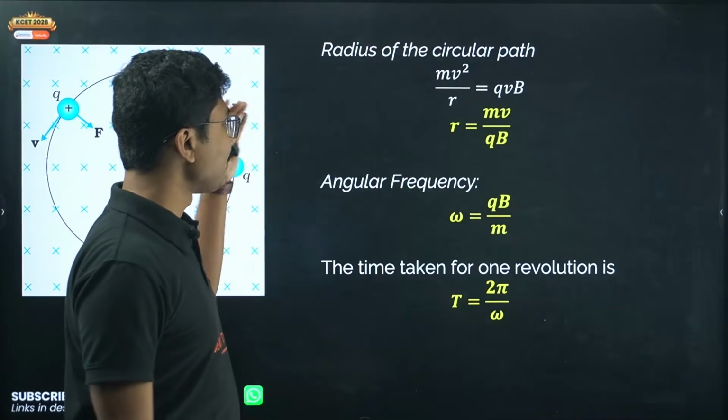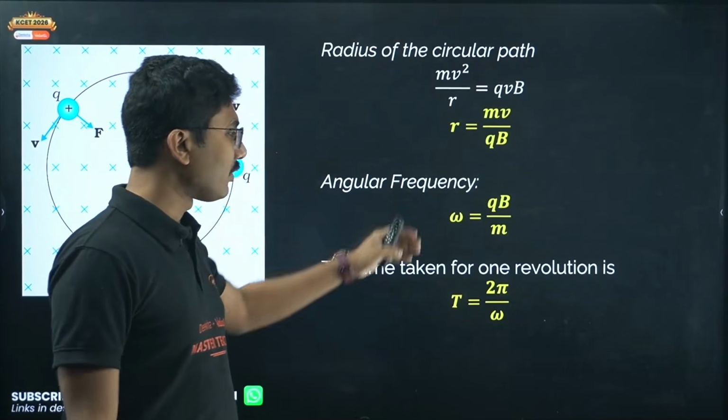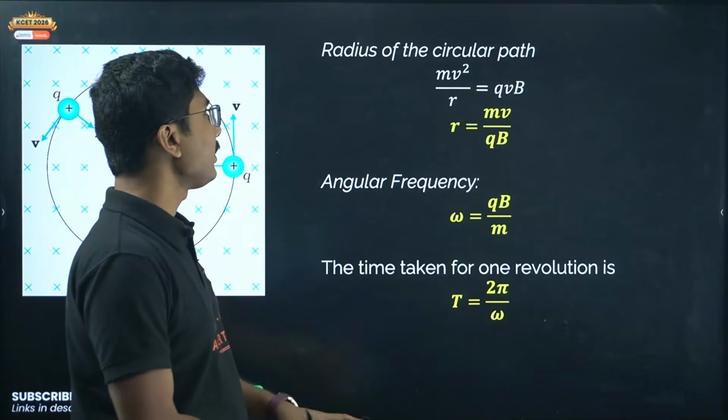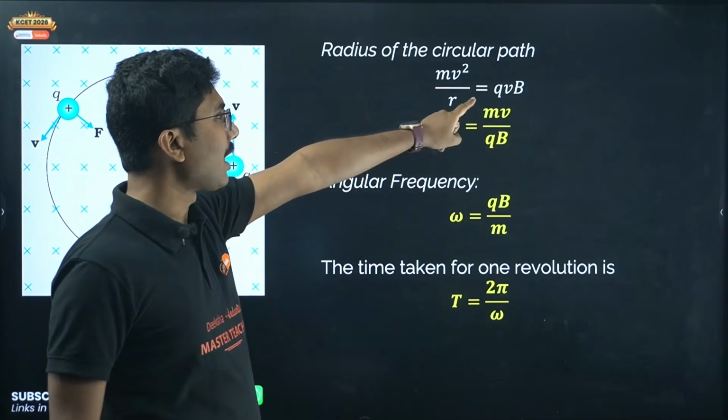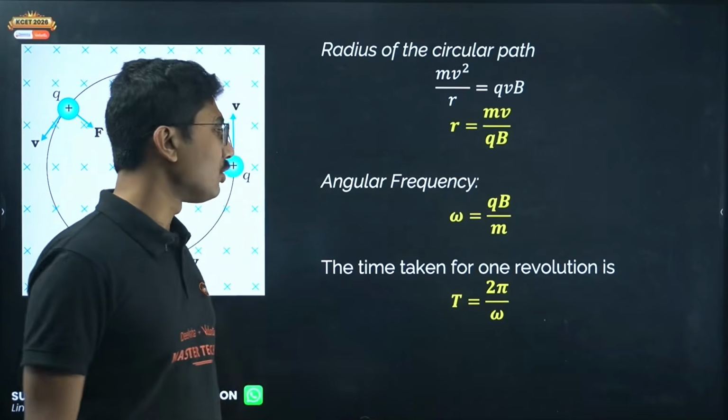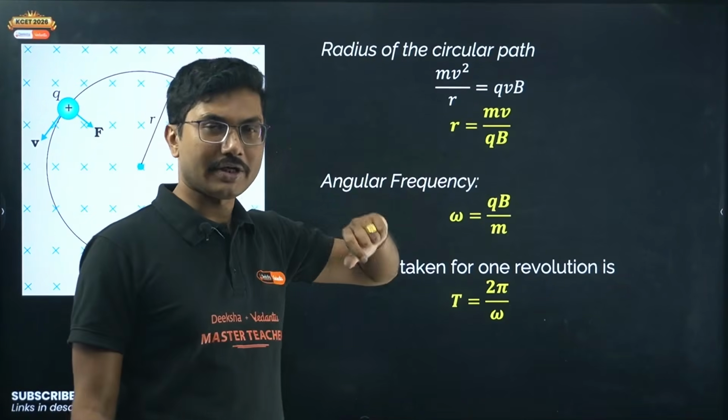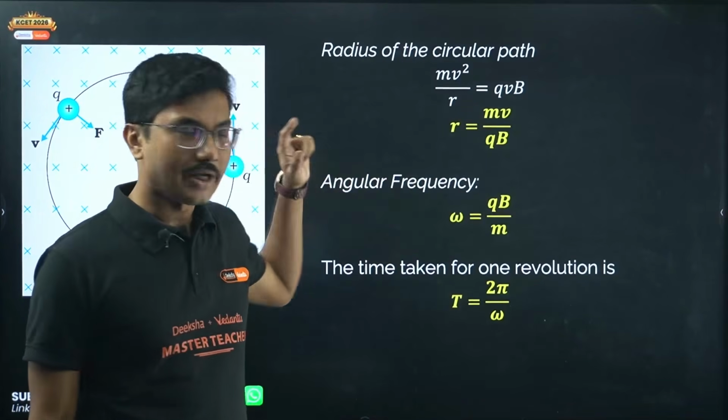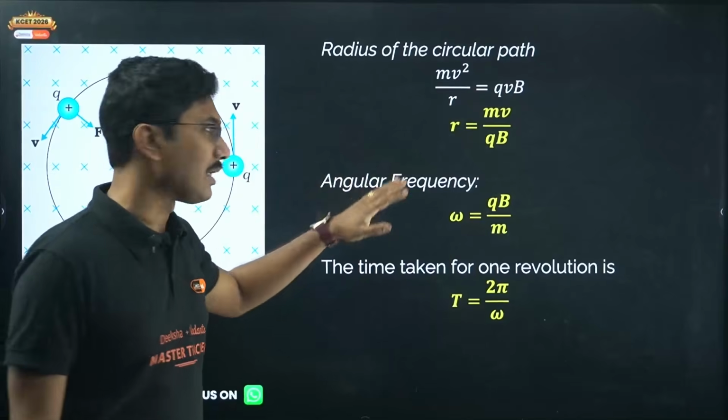Now, as I mentioned, the radius, angular velocity, and time period are all very important. The radius of the circular path is given by mv by qB. I have done this derivation. You can check it in the Brahmastra series as well as in our Master Stroke. There I have done it.